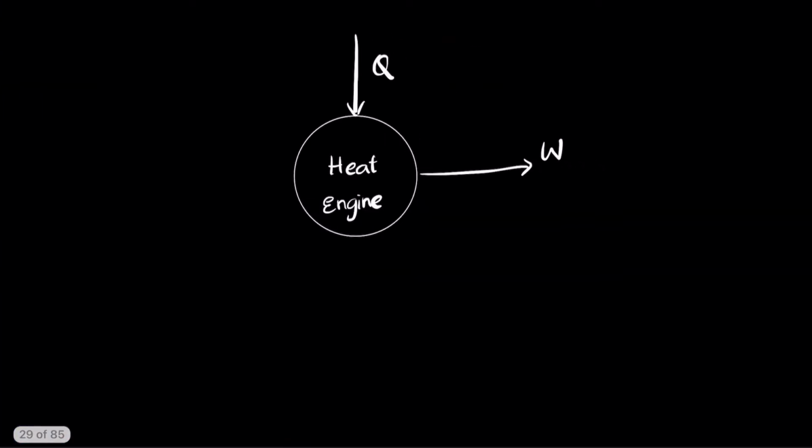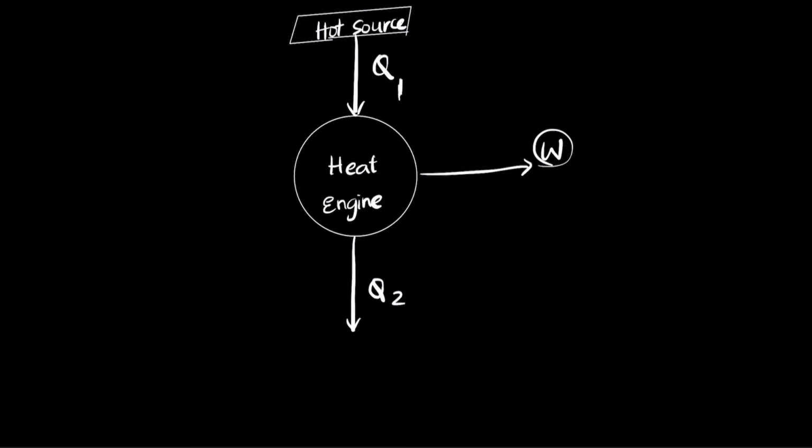For that to work, heat has to come from a hot source. Whenever you have a heat transfer, it has to come from a hot source. To get the work done, it cannot completely convert heat into work. So what will happen here is that some of the heat is released as waste. We call that waste part a cold sink.